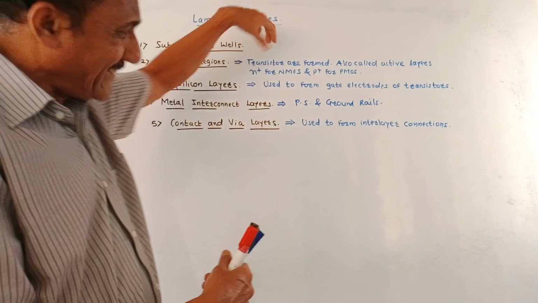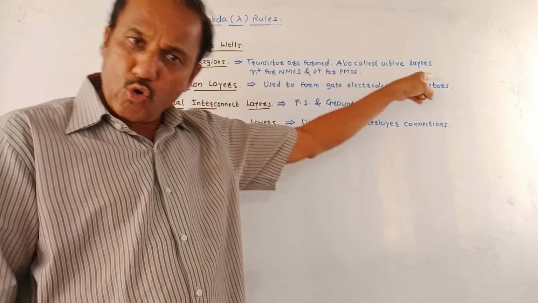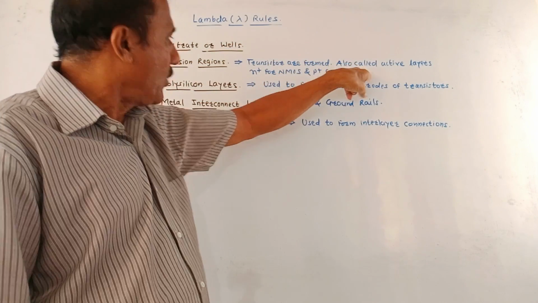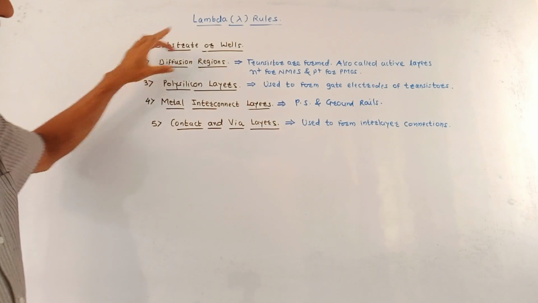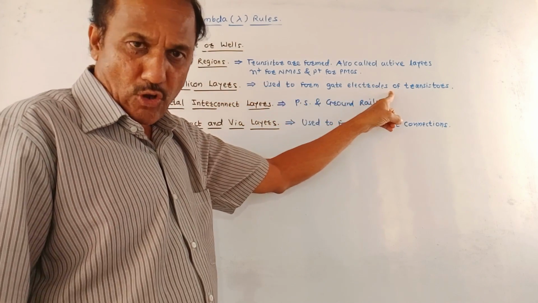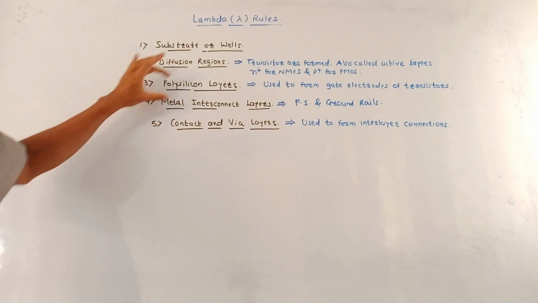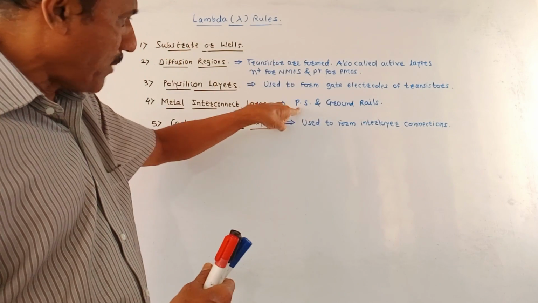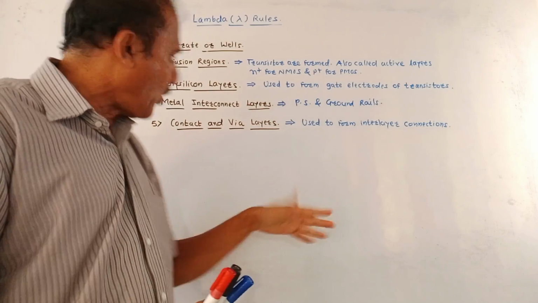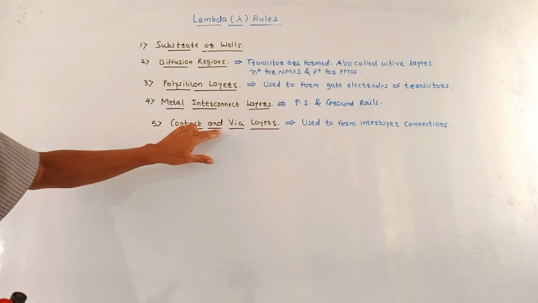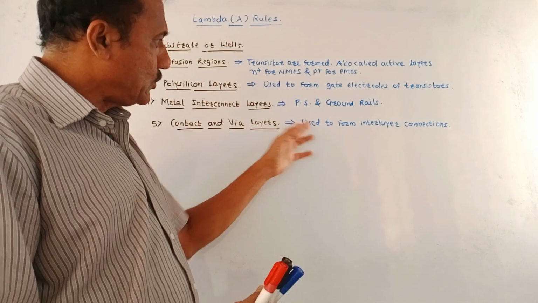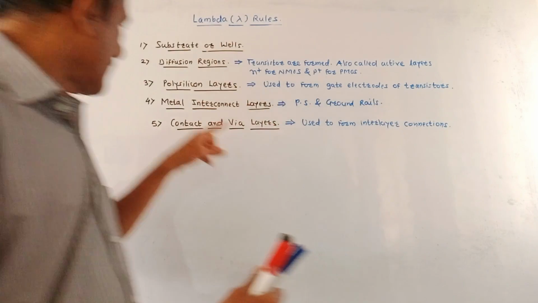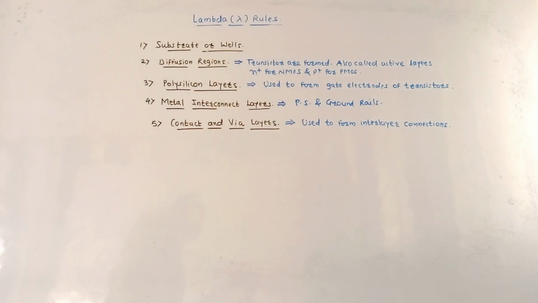These are the regions where the transistors are formed. These are also called active layers. So N plus is the active layer in N MOSFET and P plus is for P MOSFET. Then polysilicon layers. These are used to form gate electrodes of the transistor. Next is metal interconnect layers. These layers are used to provide the rails between power supply and ground as well as between input and output. Then next is contact and via layers. These are the layers used to form interlayer connectivity. That means to provide interlayer connections, these contact or via layers are used.